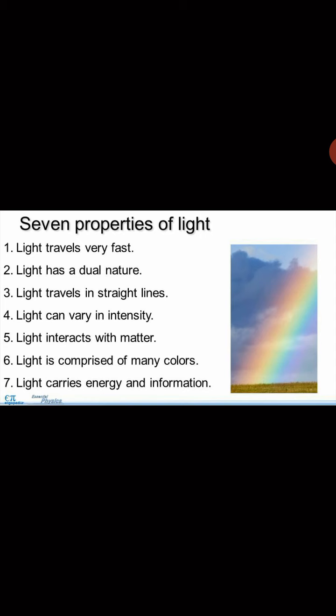Fifth property, light interacts with matter. That means it can hit any object and then it can reflect, or it can absorb, or it can refract. So it interacts with matter, with all the things around us. Light is comprised of many colors. So light is made up of 7 colors. Light carries energy and information. So yes, because of this property, we can use light. Let us see these properties with examples now.